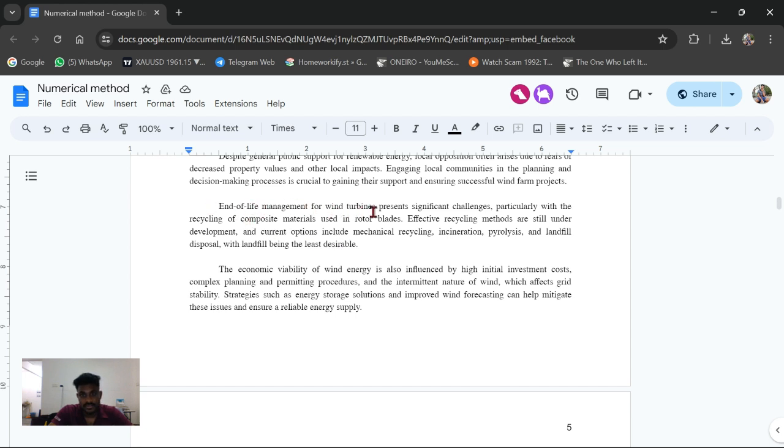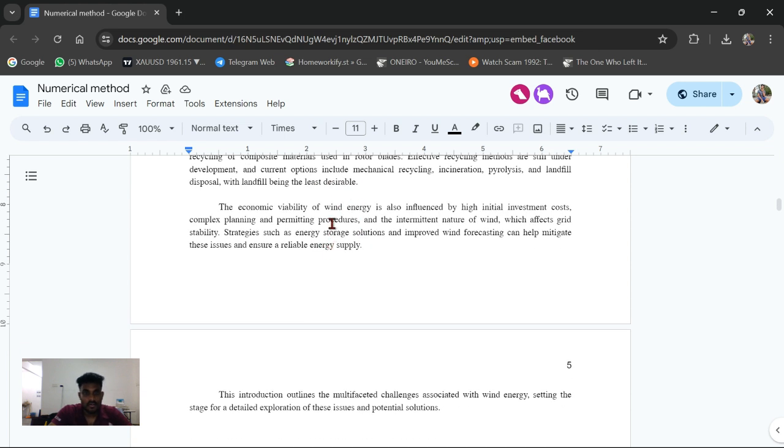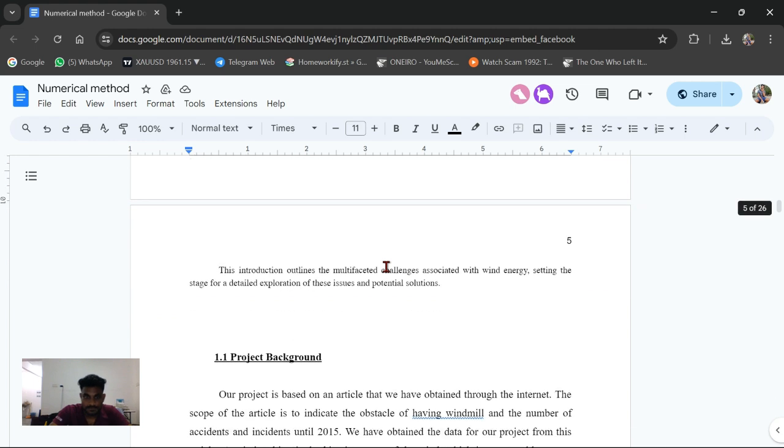End of life management for turbines presents significant challenges, particularly with the recycling of composite material used in rotor blades. Effective recycling methods are still under development, and current options include mechanical recycling, incineration, pyrolysis, and landfill disposal, with landfill being the least desirable. The economic viability of wind energy is also influenced by high initial investment costs, complex planning and permitting procedures, and the intermittent nature of wind, which affects grid stability. Strategies such as energy storage solutions and improved wind forecasting can help mitigate this issue.